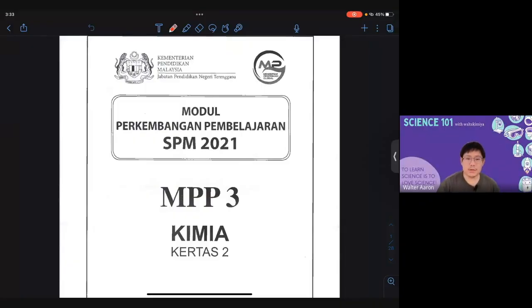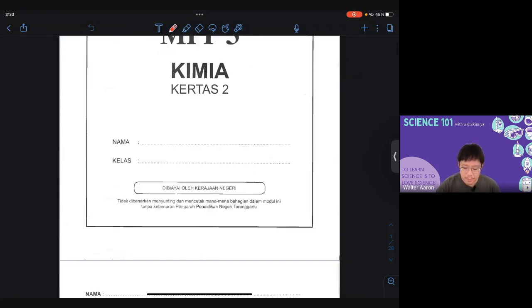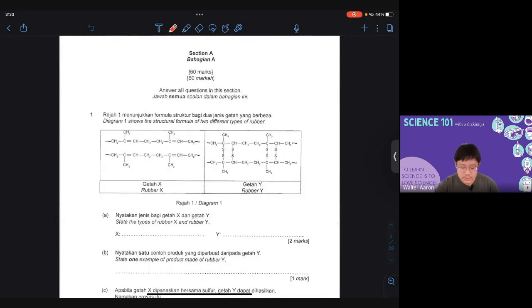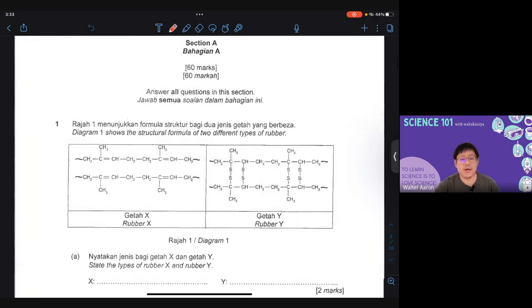Right, guys. So this is the Terengganu 2021 trial paper for chemistry paper 2. So we're going to look into how to answer the questions here and discuss some of the important points regarding this particular paper. Okay, so without further ado, let's take a look at the questions together. So let's go to section A first. So for section A, they ask you to answer all questions in this section.